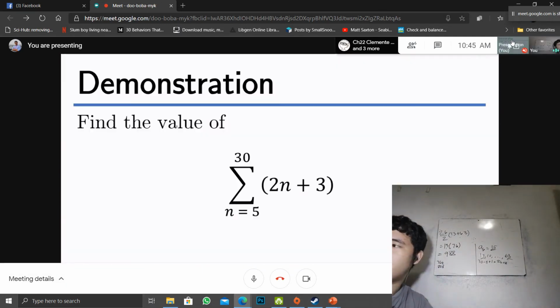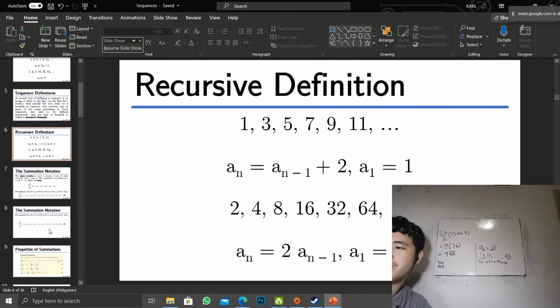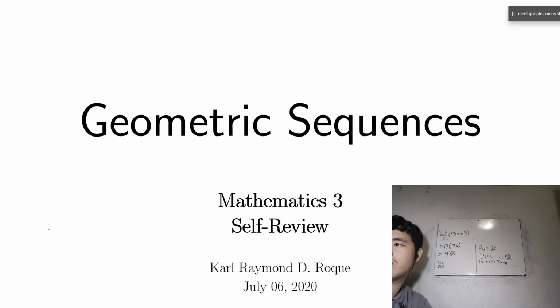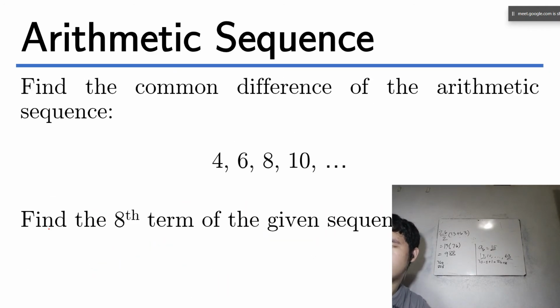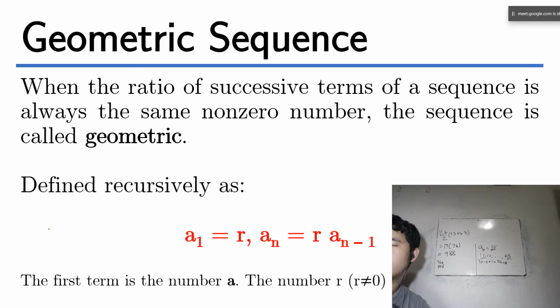Next part na tayo ng lesson. Geometric sequence na tayo. Geometric sequences, no? When the ratio of successive terms of a sequence is always the same non-zero number, the sequence is called geometric. Okay? Tama pala. Kumbaga, sa bawat term, we just multiply something to the previous term to get to the next term. Yun ang sabihin nito.